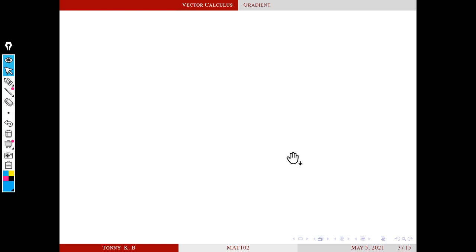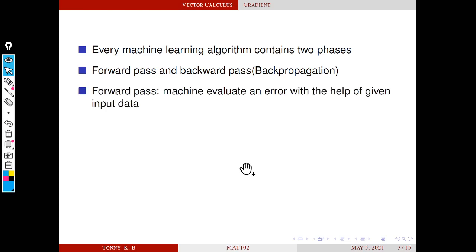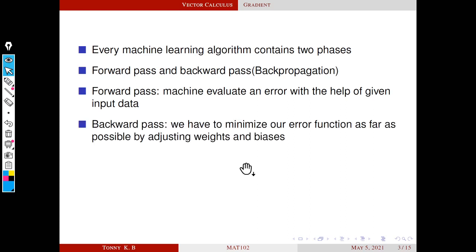One crucial application of gradient is in machine learning. Every machine learning algorithm contains two phases: one is the forward pass and the other is the backward pass. The backward pass is called backpropagation. In the forward pass, the machine evaluates an error with the help of given input data. In the backward pass, we have to minimize our error function as far as possible by adjusting weights and biases.